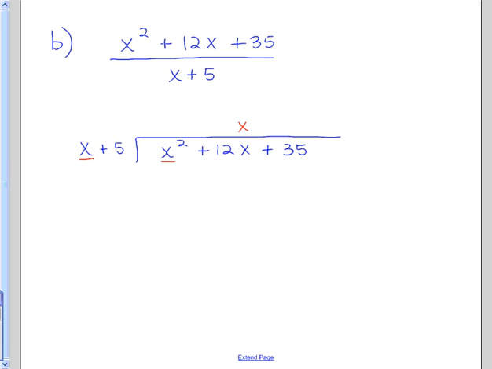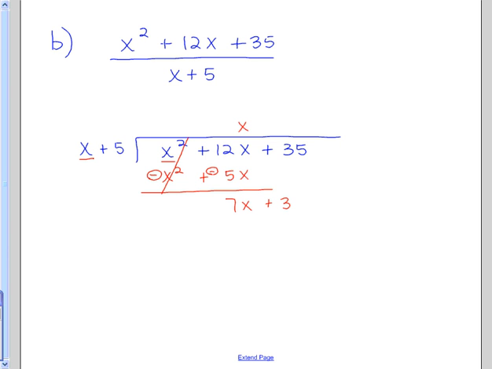That would be x, and it goes over the like term. Multiply x times x will be x squared. x times 5 will be 5x. Next step is subtract or change your signs. So x squared becomes negative, 5x becomes negative. The x squareds will then subtract out. 12x minus 5x is 7x.